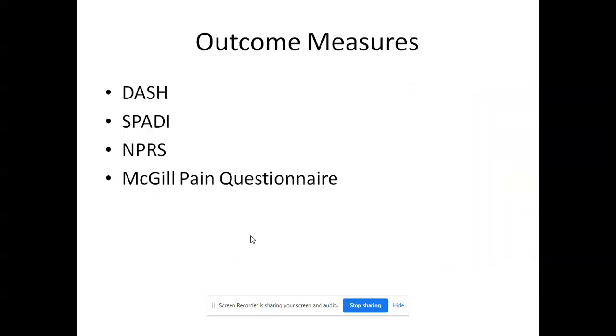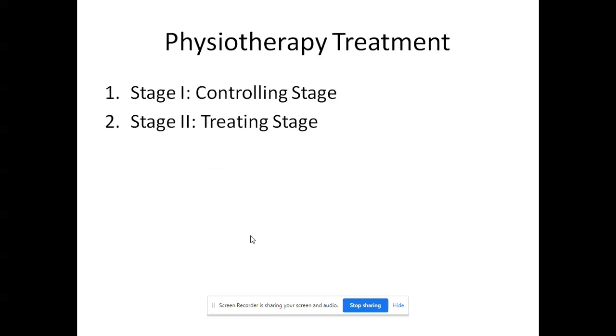Coming to the outcome measures. These are the enlisted four outcome measures which can be used in TOS: DASH, SPADI, NPRS, McGill Pain Questionnaire. These outcome measures the severity or the amount of symptoms arising or seen in TOS syndrome patients.